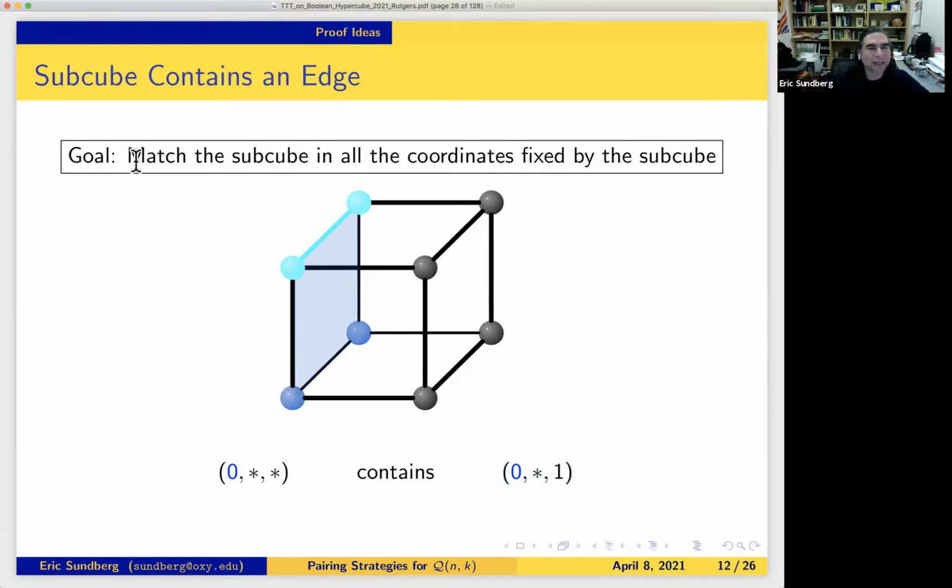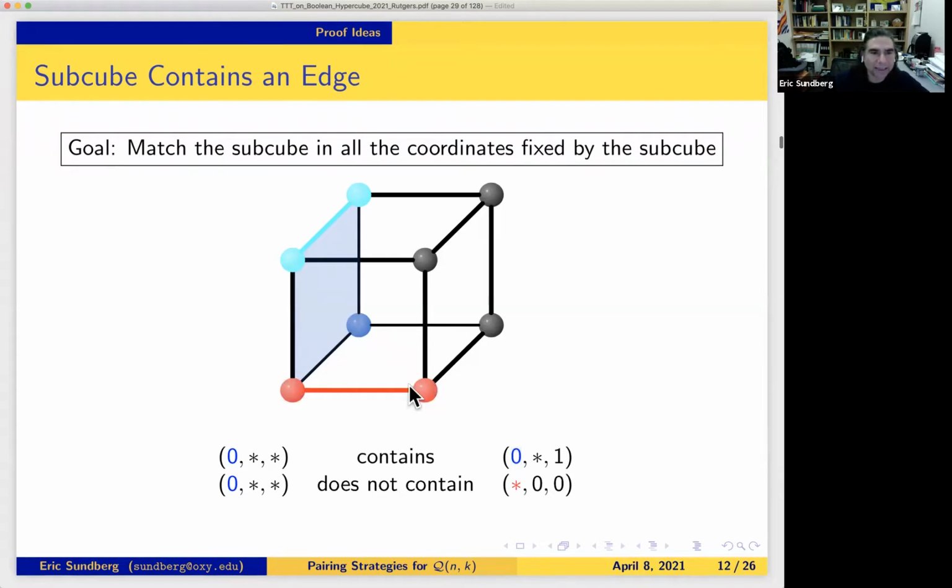I like to summarize that idea with this statement over here. All you have to check is, does your edge match your subcube in all of the coordinates fixed by your subcube? This subcube only fixes the first coordinate. It fixes the first coordinate at 0. My edge has a 0 in the first coordinate, so my edge is inside of that subcube.